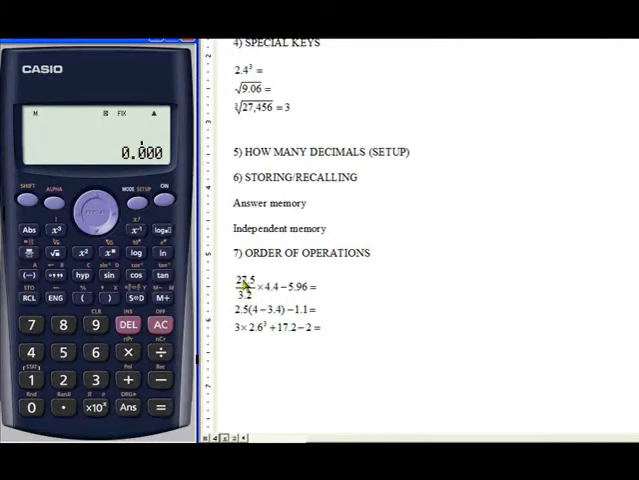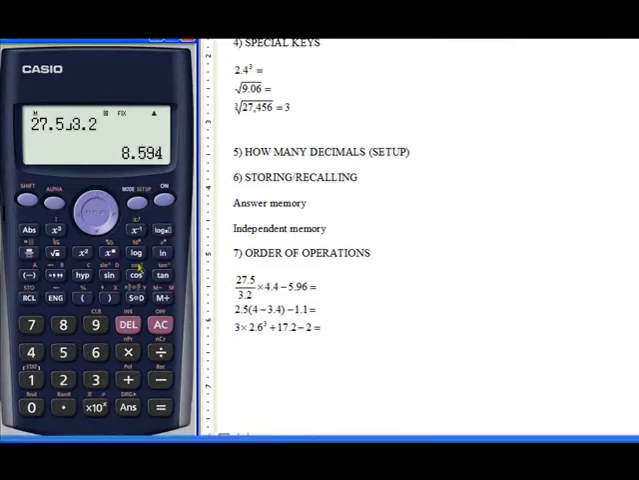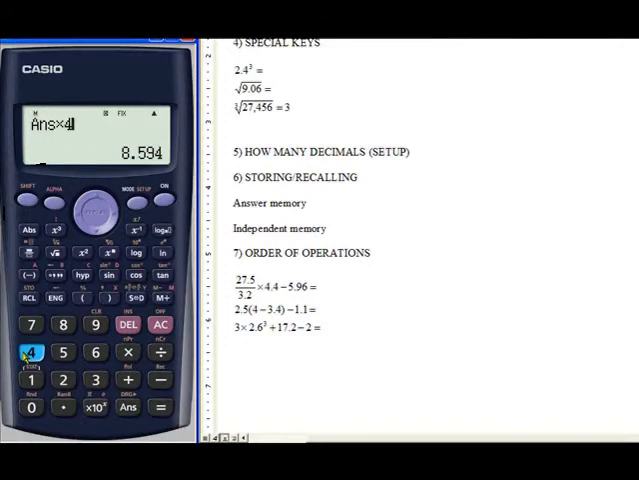Let's say I have 27.5 divided by 3.2. 27.5, fraction button, 3.2. Do you see that? Then I can go equals, and it just divided it. Now I need to multiply by 4.4, and I push equal, and now I need to subtract 5.96. You have to kind of keep the answer in mind. This is 31.853.